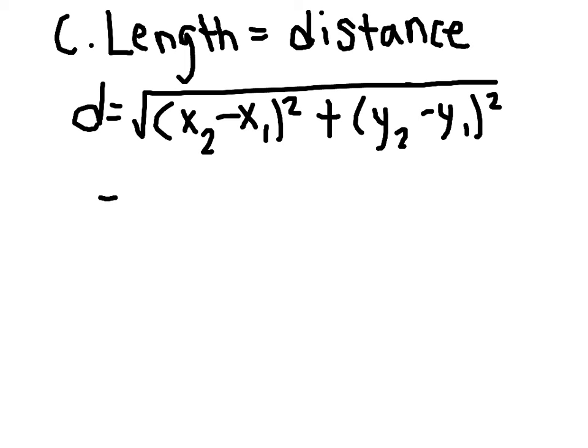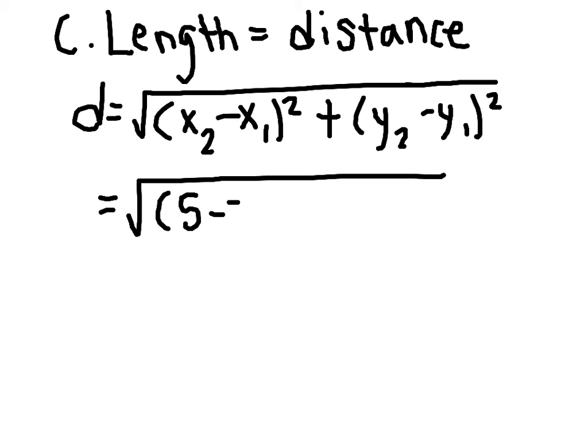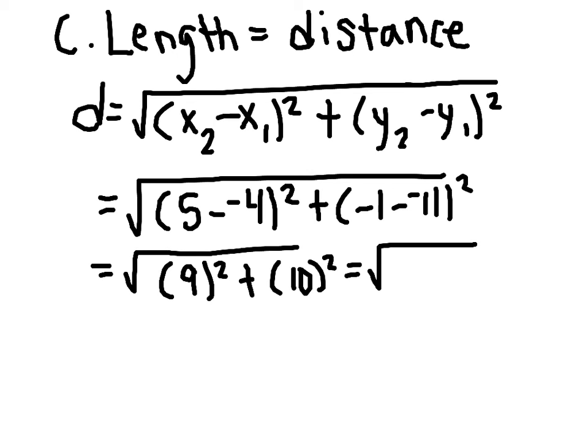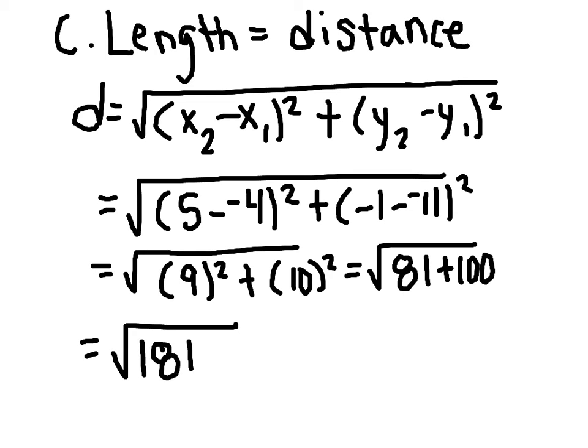So for our problem, it would look like this. 5 minus -4 squared plus -1 minus -11 squared. Minus a negative becomes a positive, so we get 9 squared plus 10 squared. And that gives us 81 plus 100, which gives us 181. And that says the distance is approximately, or the length is approximately 13.45 units.